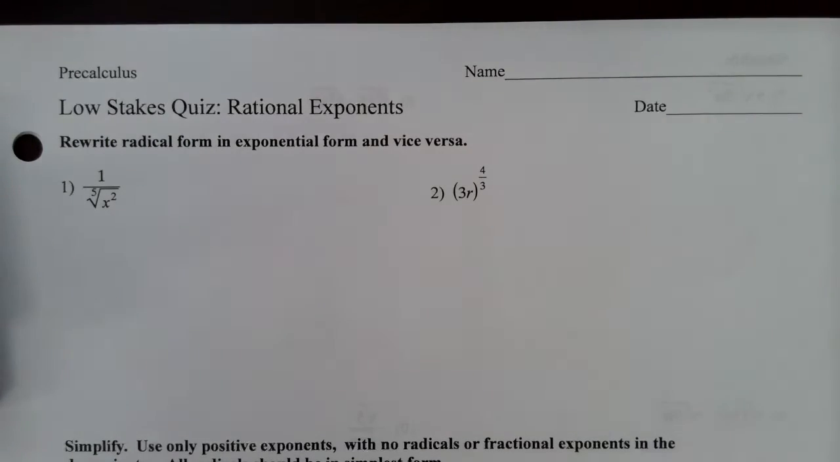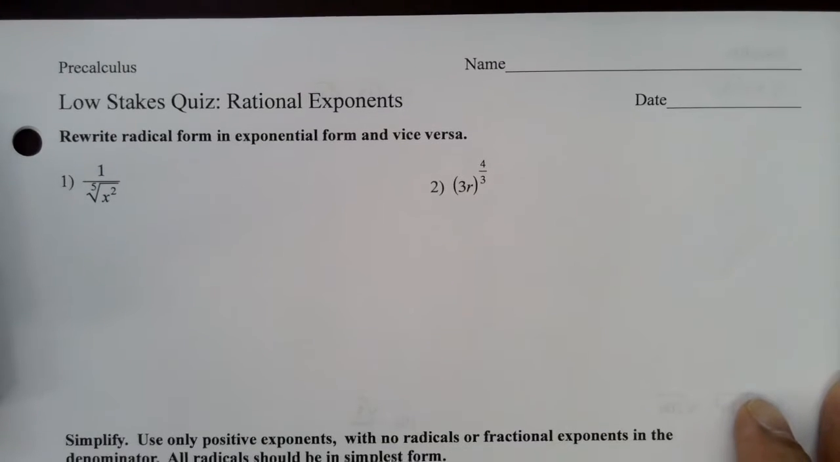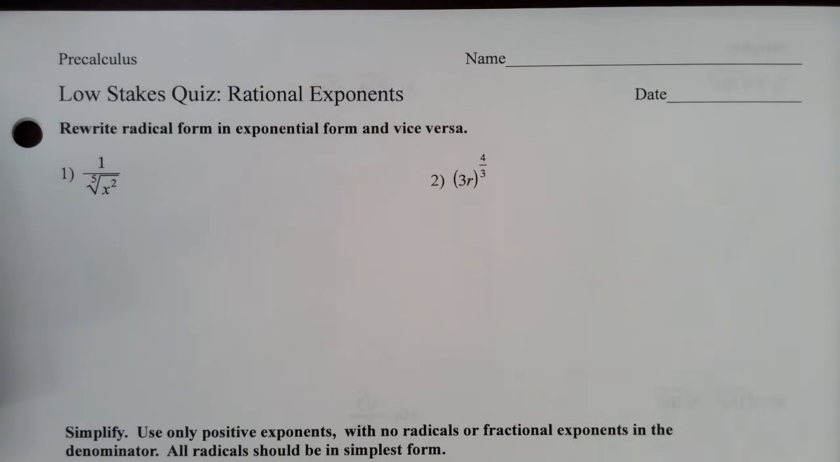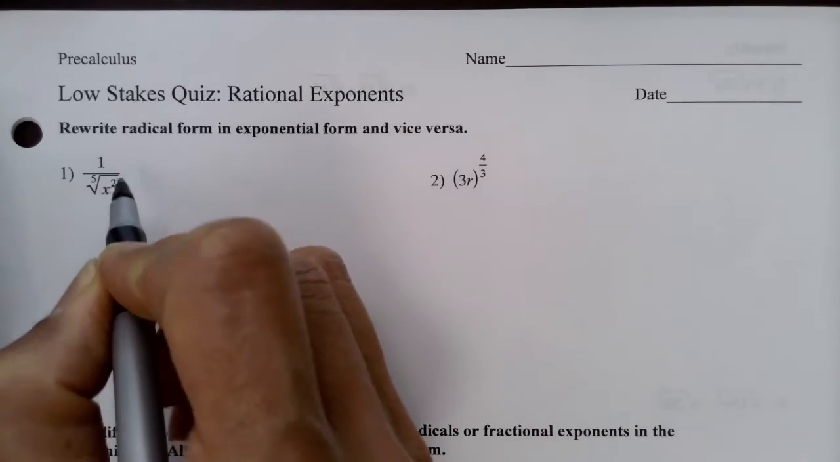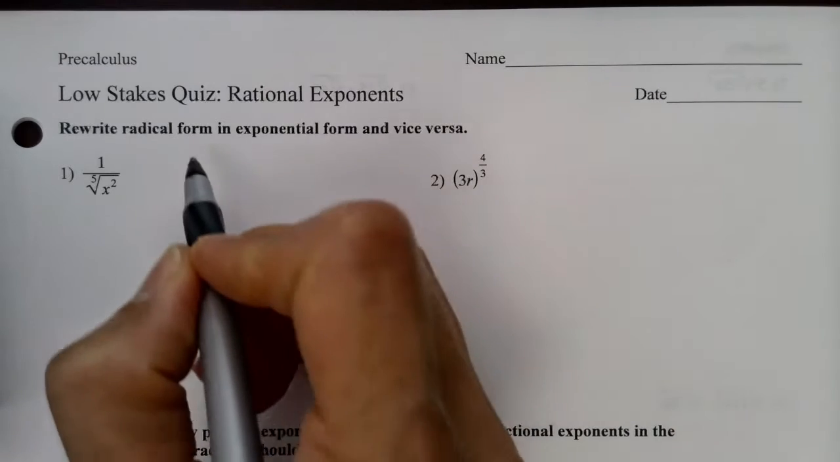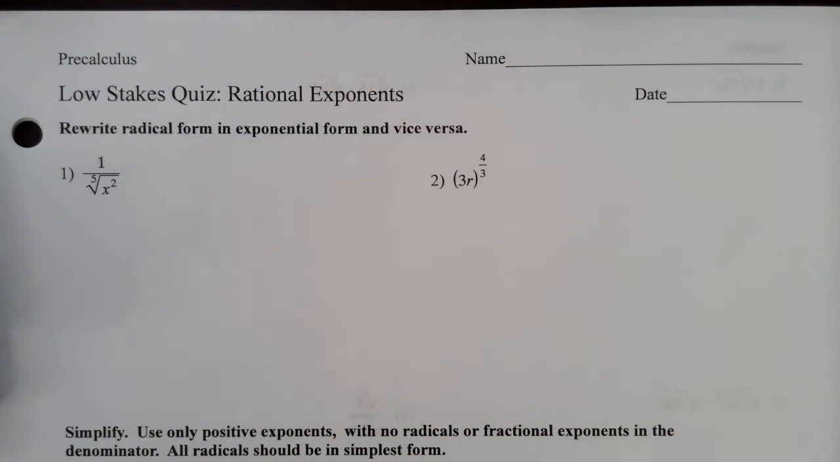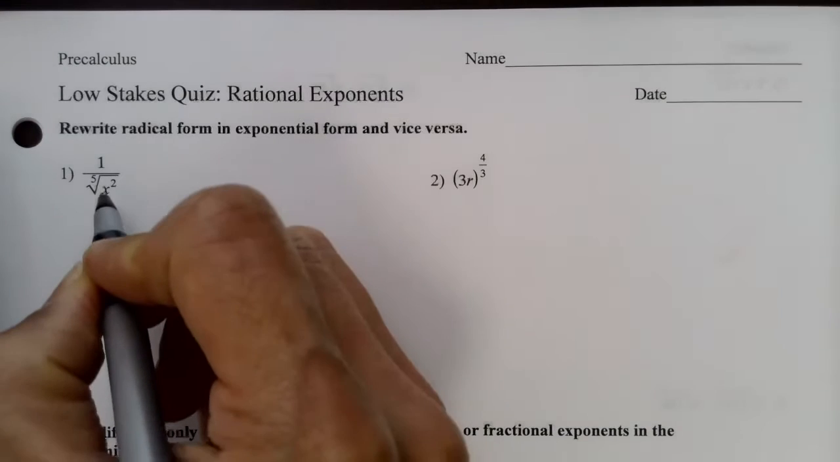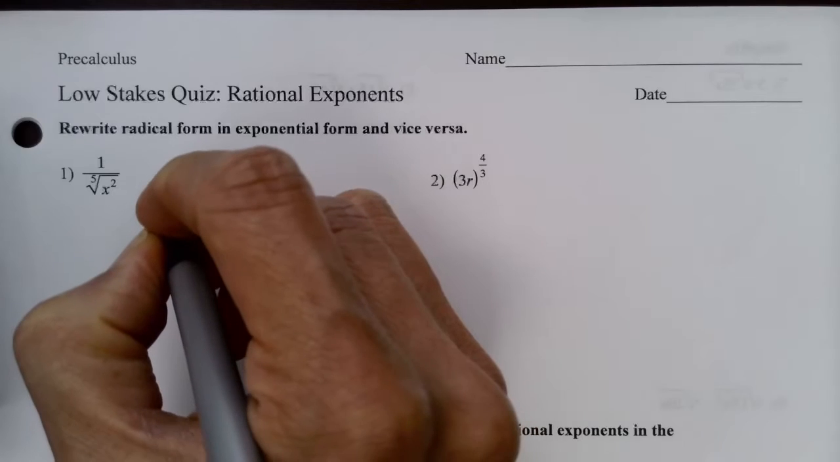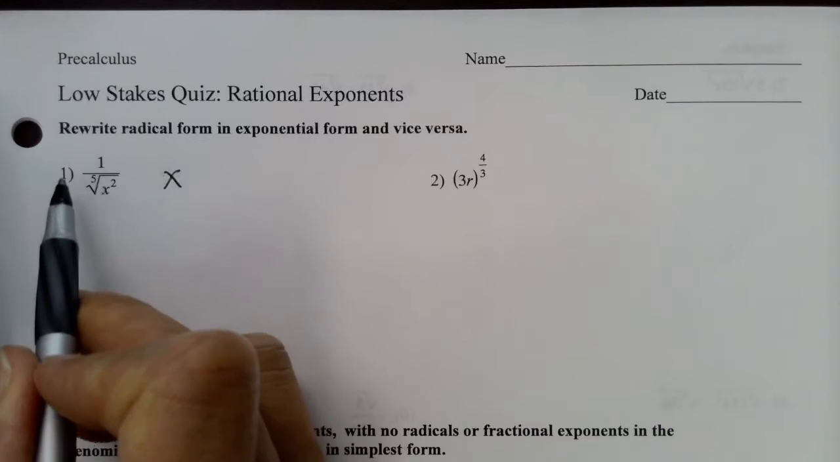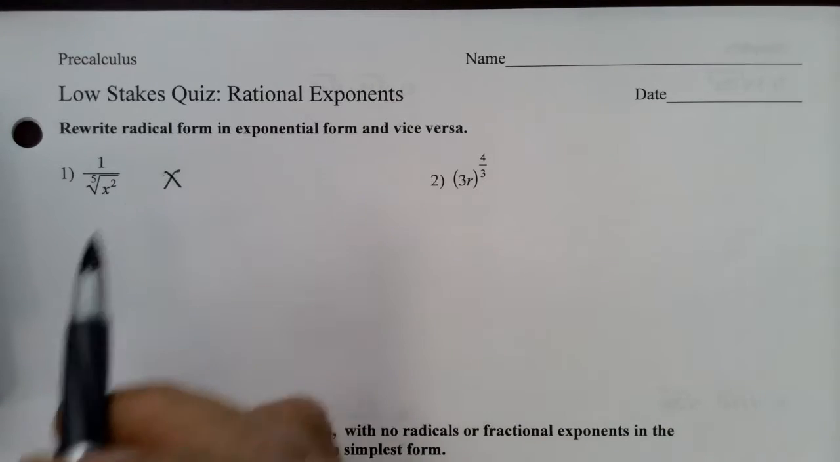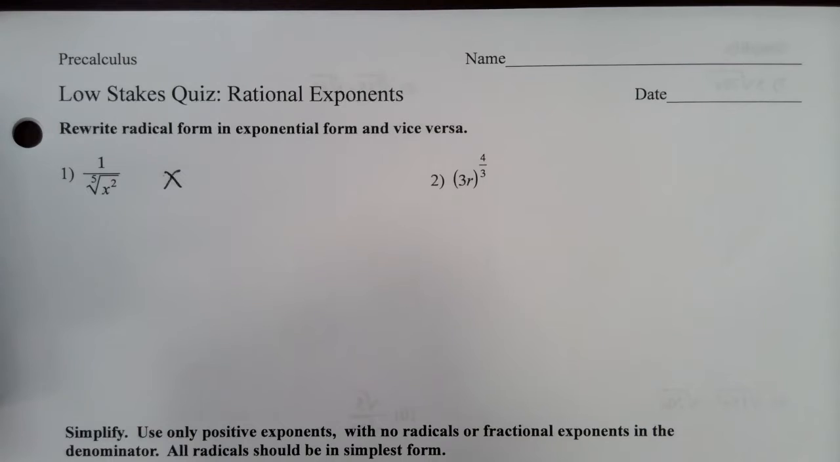Alright, in case it is helpful, I want to go over the low-stakes quiz on rational exponents. So, the first problem is in radical form, meaning it's got the radical sign, and I want to turn it into exponential form, just so I understand how they work and the relationship between them. So, first of all, in exponential form, I'm going to contain all of the information that's given here simply as an exponent, and that's the beauty of exponents.